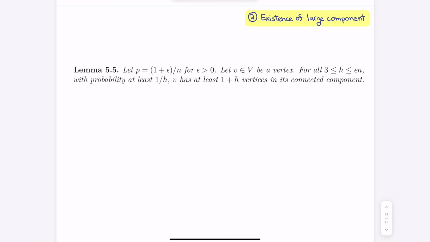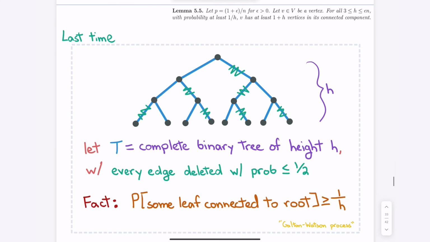So you might have noticed this 1 over h looks a lot like something from last class, and that was this Galton-Watson tree. This part I'll keep a little high level in the interest of time. If you remember last time when we were doing those randomized min cuts, I imagine having a full binary tree, and then dropping each edge with probability 1/2, and asking, what are the odds you survive 10 generations, at least 1 in 10?